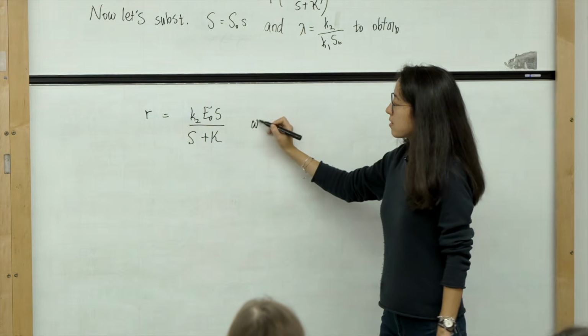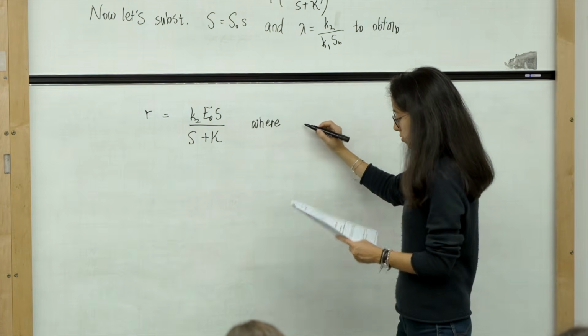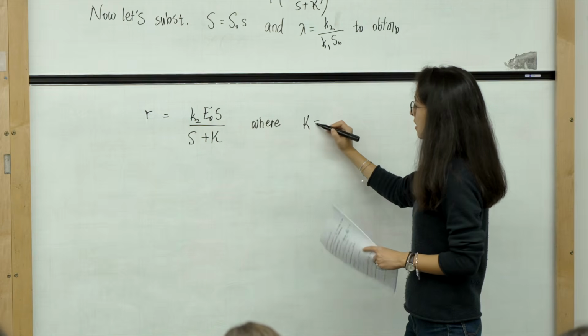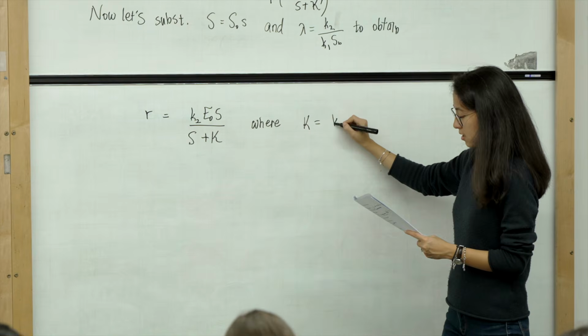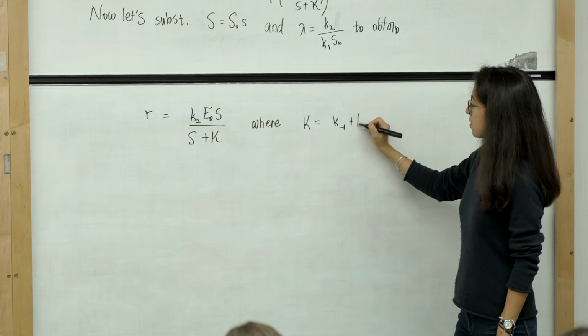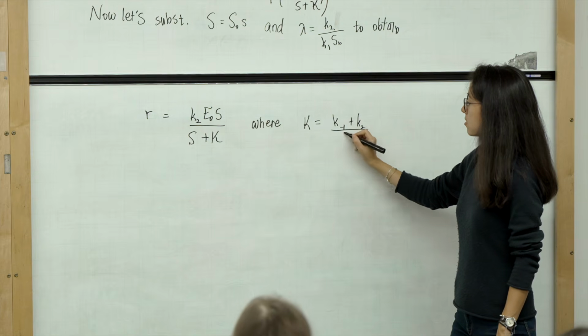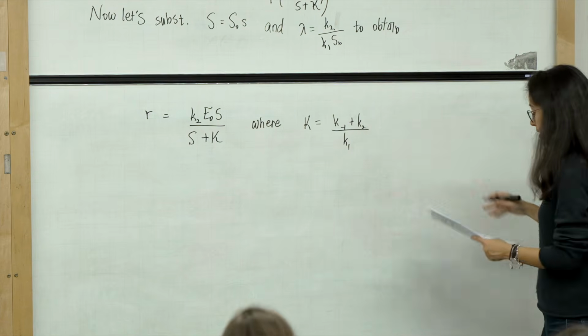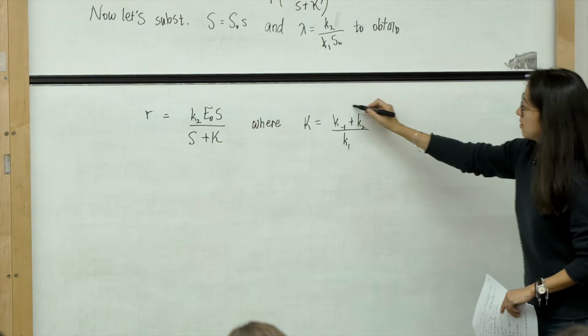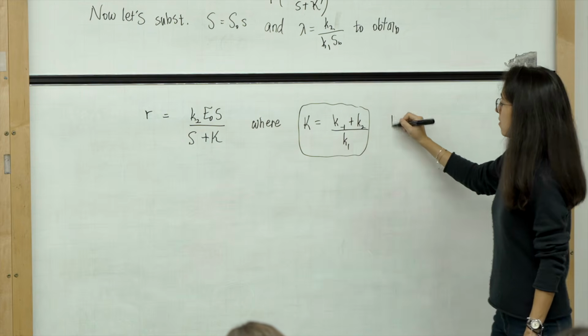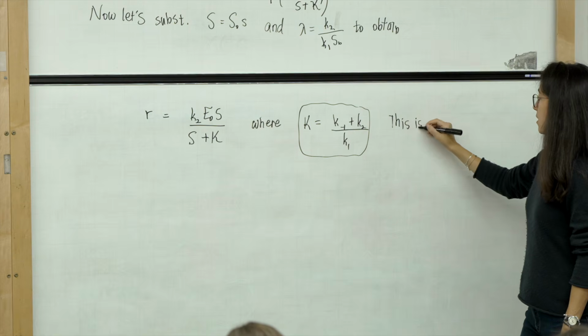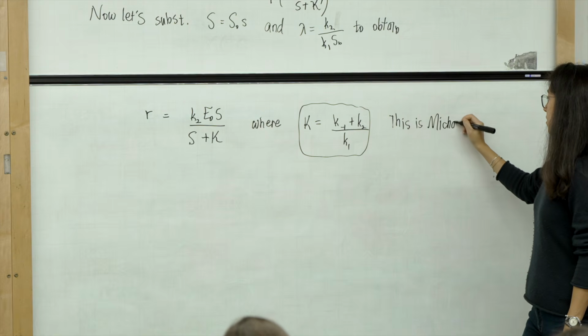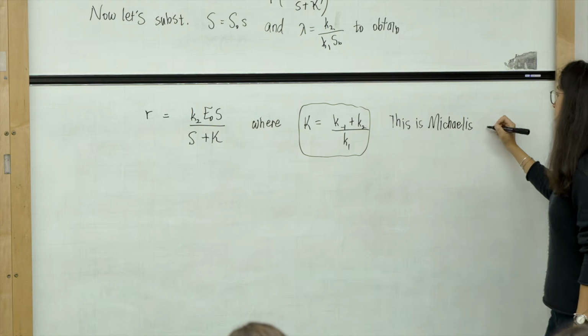And then when you end up with this, basically, you have this new constant. This K constant is now defined as the sum of these two rates divided by K1. And this, again, has a name. This is called the Michaelis constant.